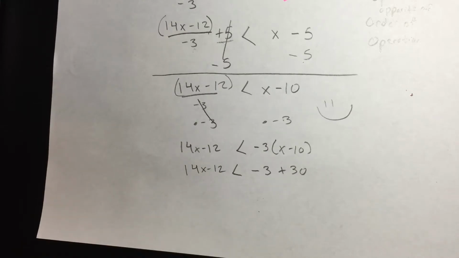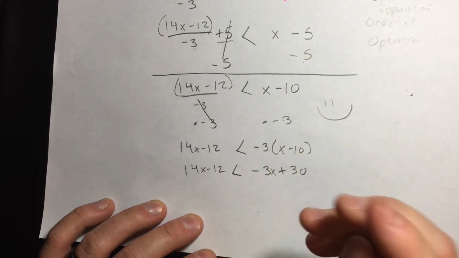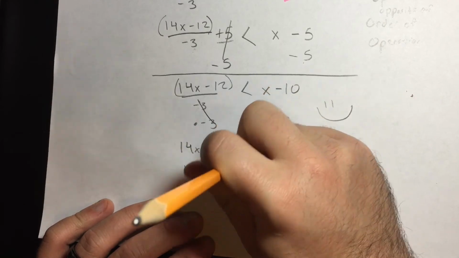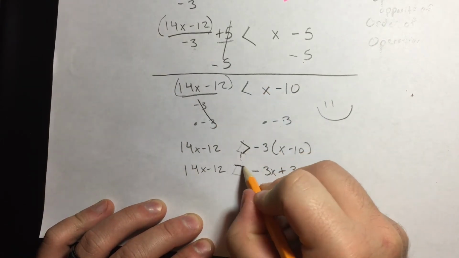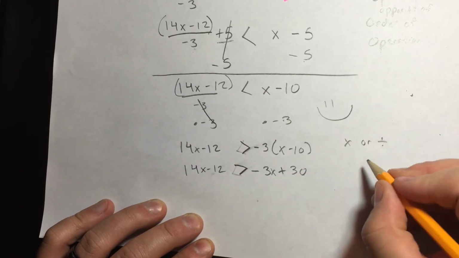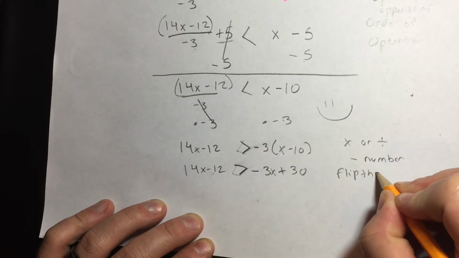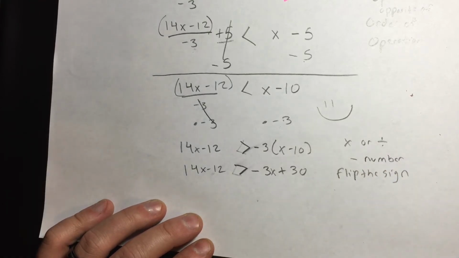Has anybody noticed a crucial mistake that I made here? I made a very crucial mistake. Here is my crucial mistake. I forgot that when I multiply or divide by a negative, I have to make sure that I flip the sign. I didn't do that before. That's very important. Multiply or divide by a negative number, flip the sign. It changes the value of both sides of it.